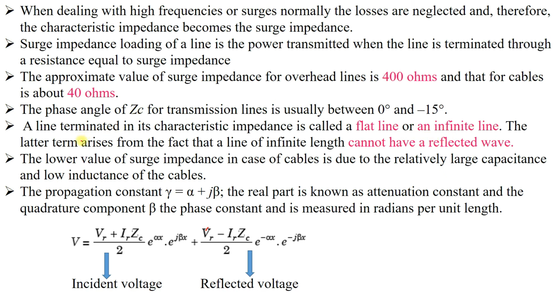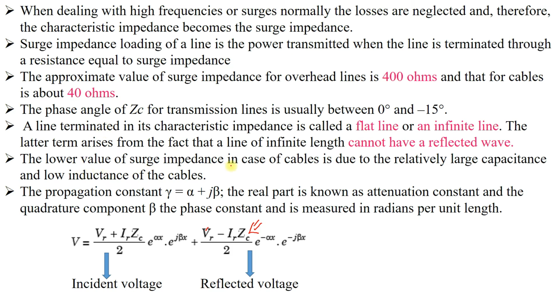The latter term arises from the fact that a line of infinite length cannot have a reflected wave. Because there will not be any reflected wave on the transmission line, it is assumed to be an infinite line.